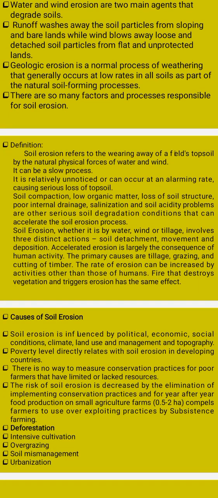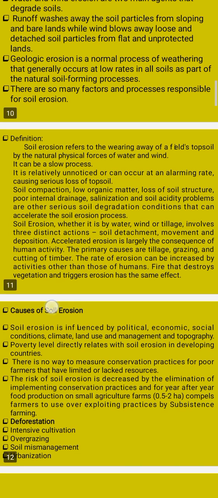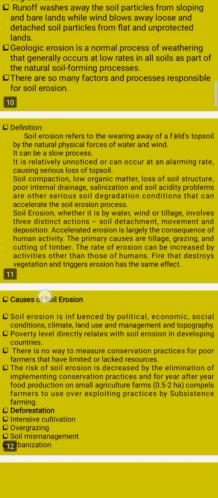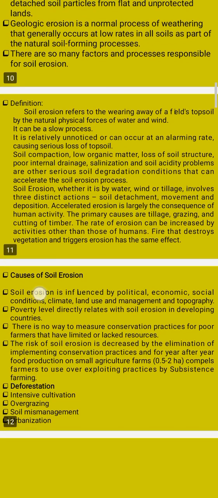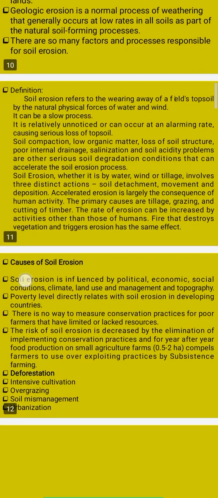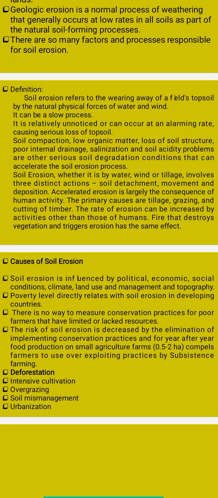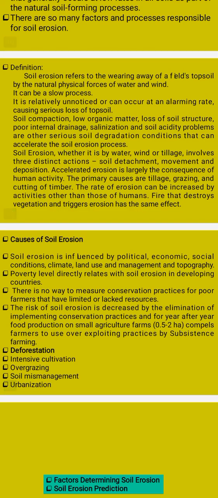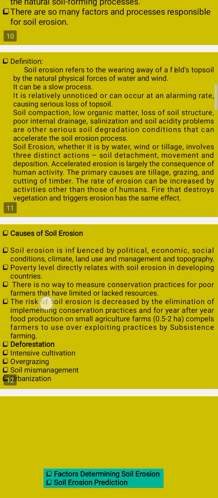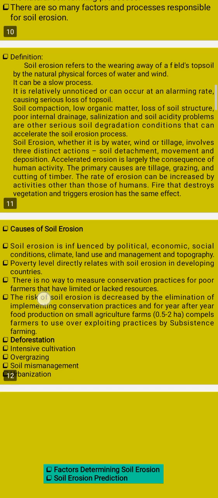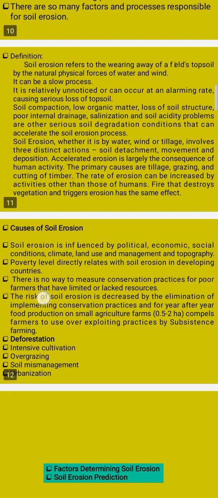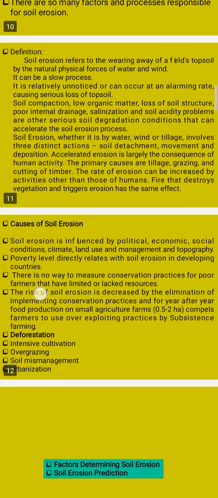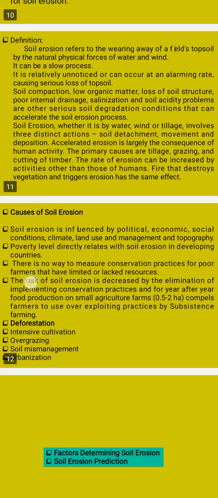So its definition is that soil erosion refers to the wearing away of a field's topsoil by the natural physical forces of water and wind. It can be a slow process, relatively unnoticed, or it can occur at an alarming rate, causing serious loss of topsoil. Soil compaction, low organic matter, loss of soil structure, poor internal drainage, salinization and soil acidity problems are other serious soil degradation conditions that can accelerate the soil erosion process.